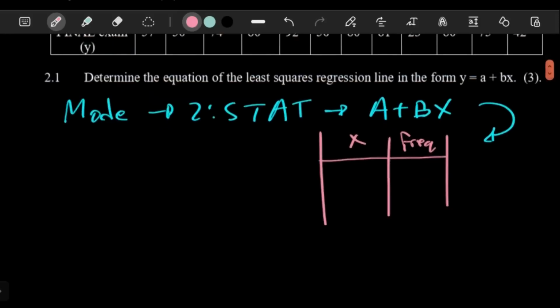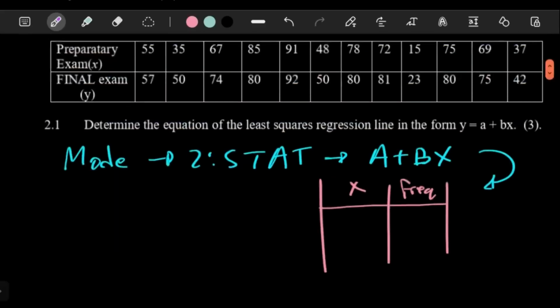Okay, and then we are going to put, no. It's x and y. So x and y, right? So the idea is you're gonna put your x values in this column, your y values in this column. Just like 55, 35, going on and on and on. And then 57, 50, going on and on and on. So in the calculator, all the data is inside, right?